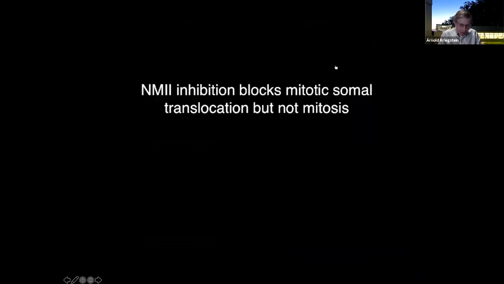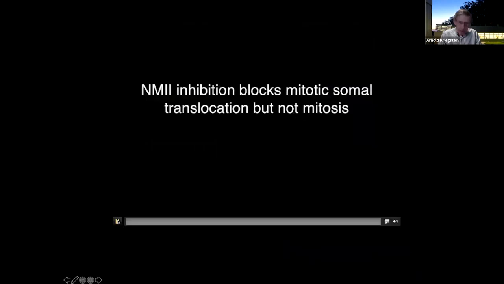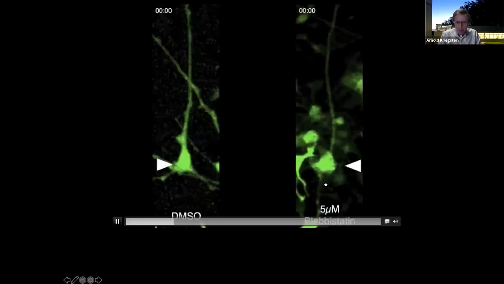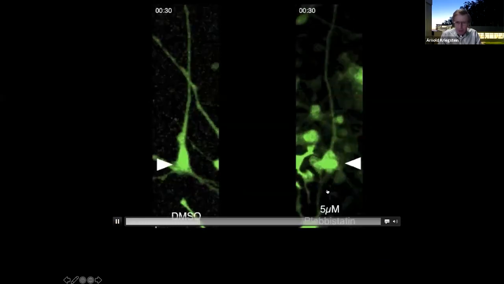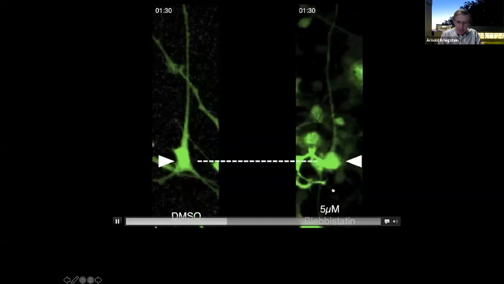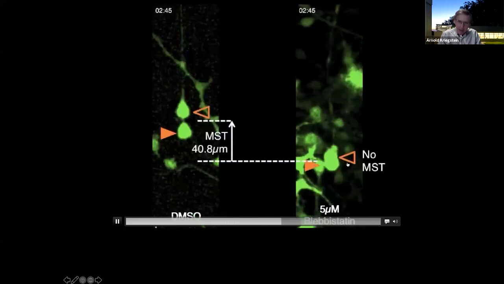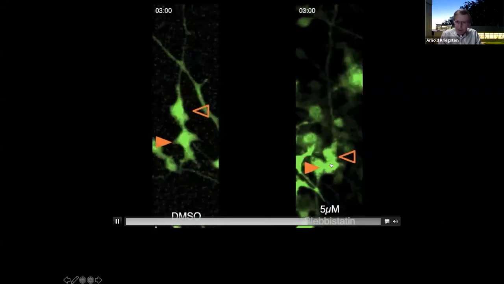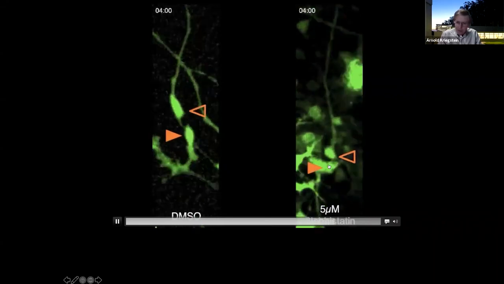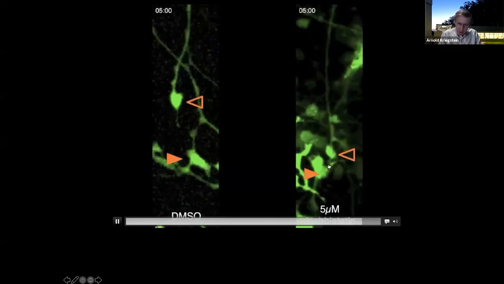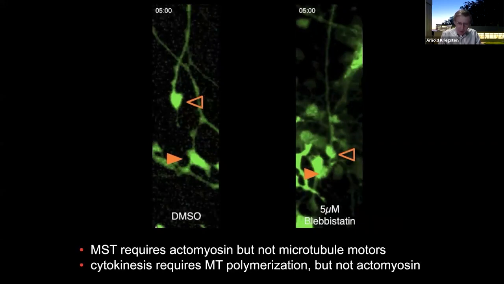It turns out, to make a long story short, that it was the actomyosin motors that drive the jump. And that's documented here, where blebbistatin is shown on the right to block actomyosin. And while control cells jump and divide, the treated cells fail to jump, even though they subsequently undergo mitosis. So this allowed us to segregate the jump from the actual cell division and demonstrate that the MST jumps require actomyosin, not microtubule motors.